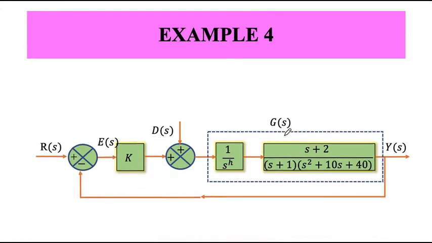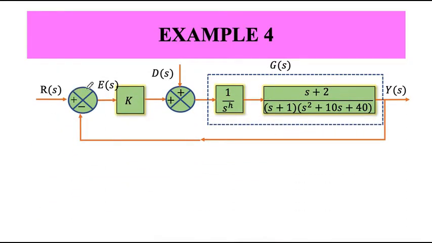I have a system which looks like this: R(s), E(s), I have K, then I have a certain disturbance, then I have a plant which looks like this. I have 1 by s to the power H. Here H is any integer value. Then I have (s plus 2) by (s plus 1)(s square plus 10s plus 40), right? So this is my entire plant as it looks, and this is negative feedback, plus here, minus here. So D(s) and K, and so on. So this is my Y(s).